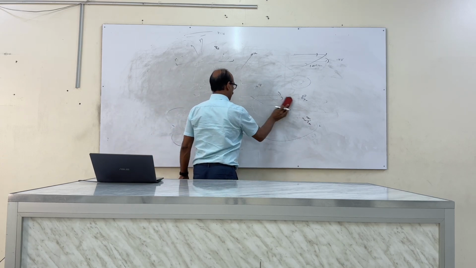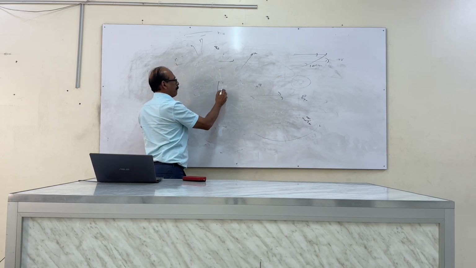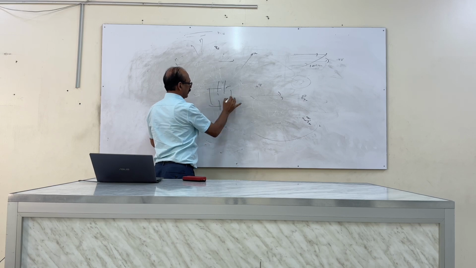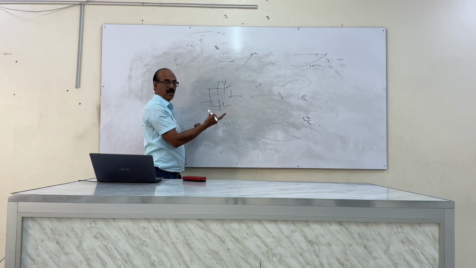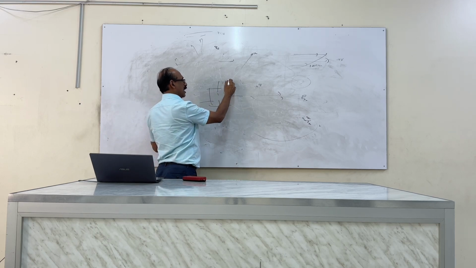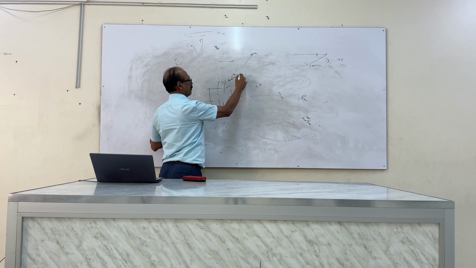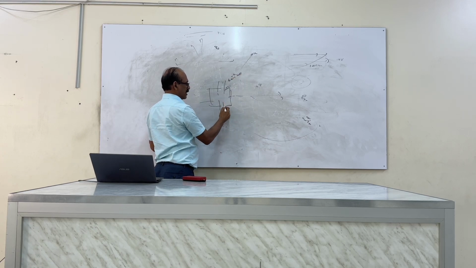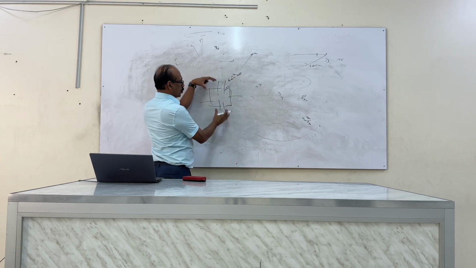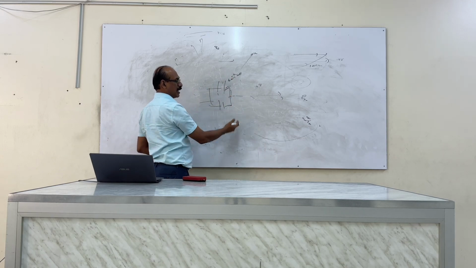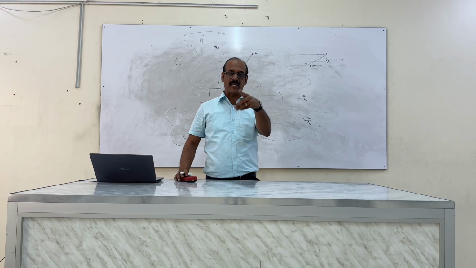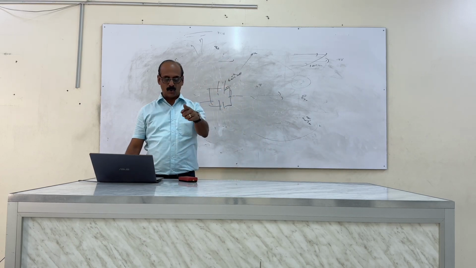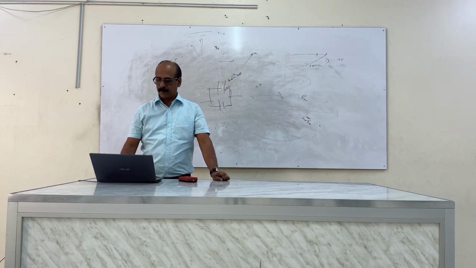Then another question they ask is about energy. When two capacitors are connected in parallel, how much energy is lost? For example, one capacitor has 6 into 10 to the power minus 6 microfarad, and the other is an uncharged capacitor. If these two are connected, then the energy loss will be exactly half. Based on this concept, a numerical can be asked. Refer to the textbook; that derivation is also important and is mentioned in the textbook.